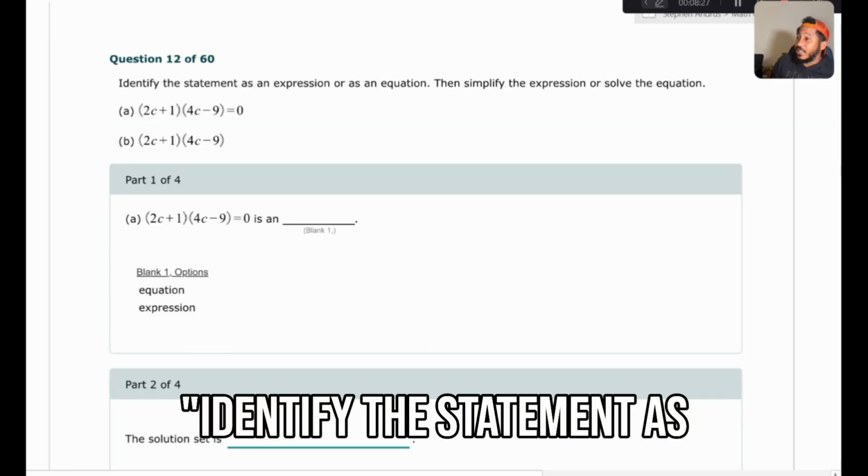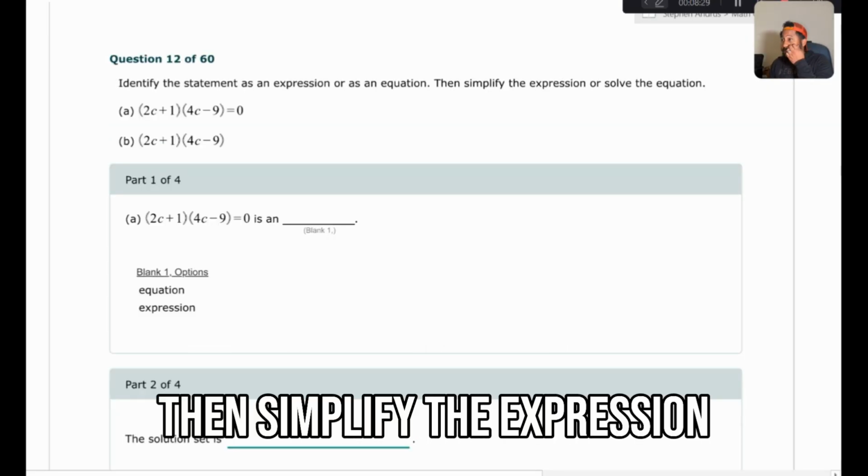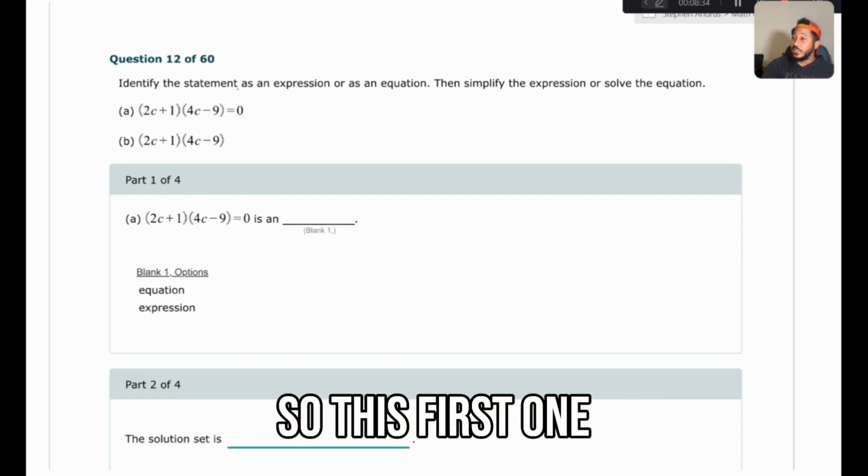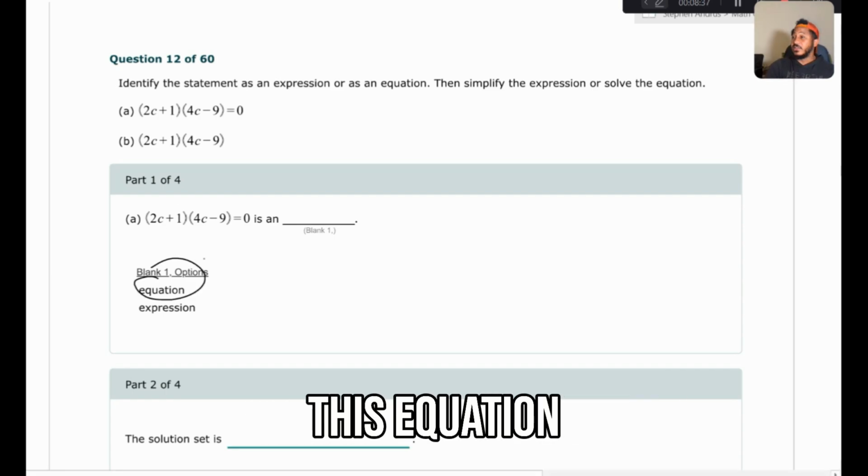So this one says identify the statement as an expression or as an equation, then simplify the expression or solve the equation. So again, equations already have an equal sign, right? So this first one here is an equation. And now let's solve this equation. So how do we solve it?